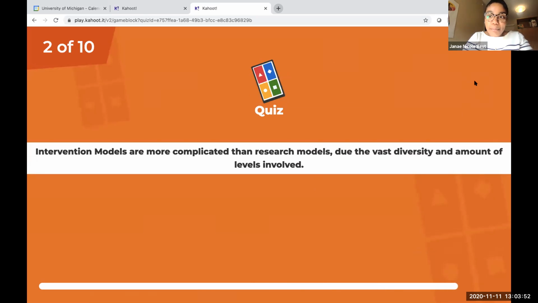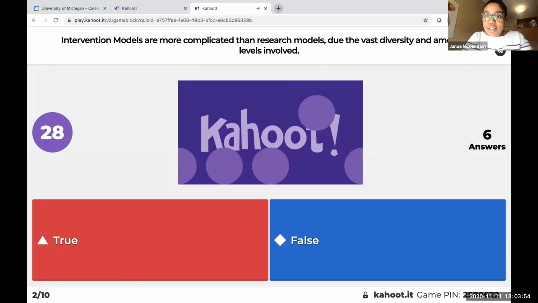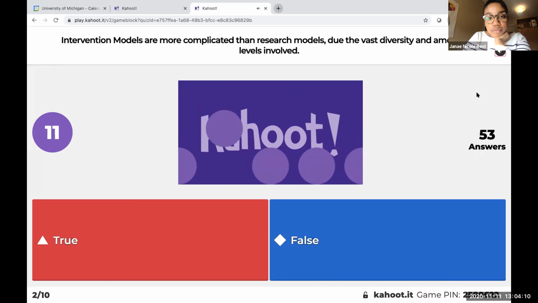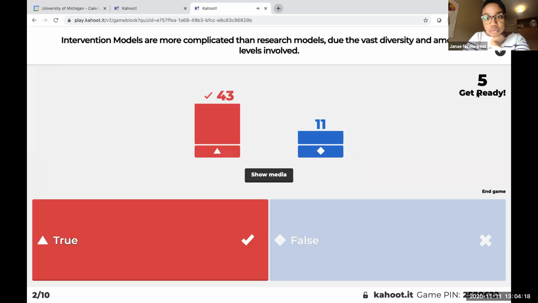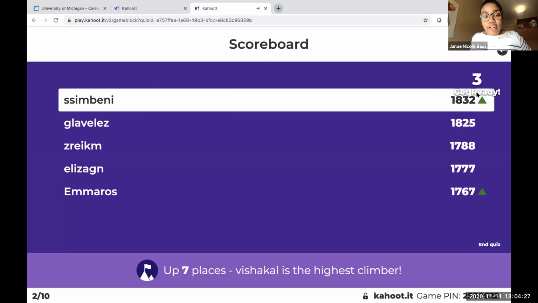Intervention models are more complicated than research models due to the vast diversity and amount of levels involved. True or false? Right. Definitely. This was definitely illustrated by the elaborate models that Dr. Anderson has drafted for her own research.